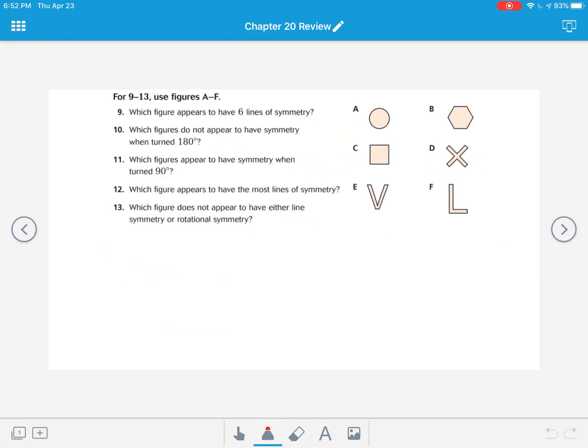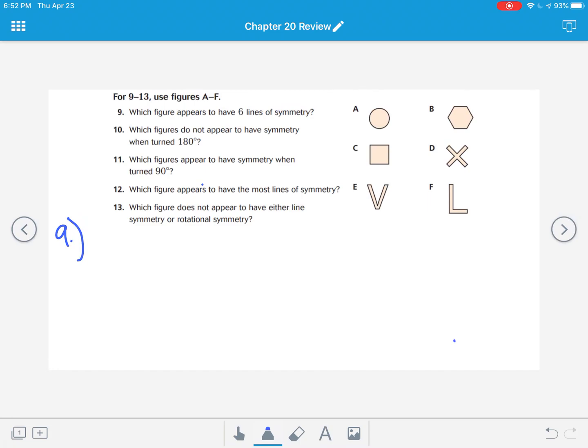All right, you guys are doing a great job. This will be our last set of questions before your quiz. I'm working now on thinking about lines of symmetry and also turns. So number 9 asks, which figure appears to have 6 lines of symmetry? So let's look at all of those from A through F.